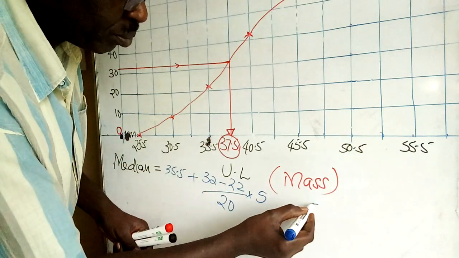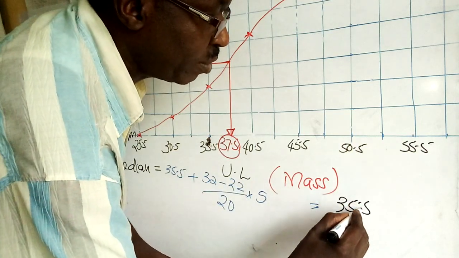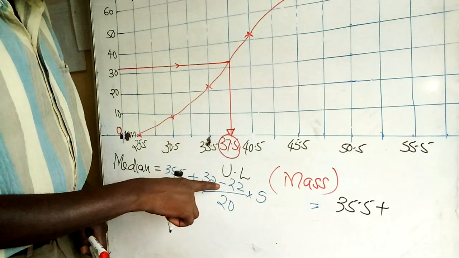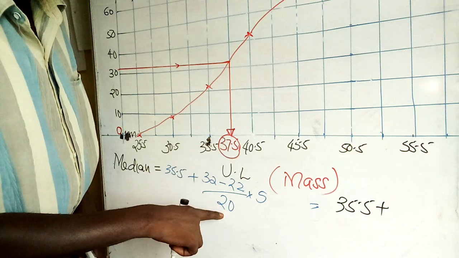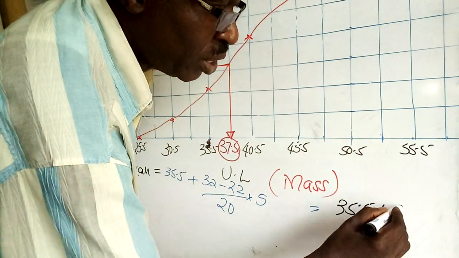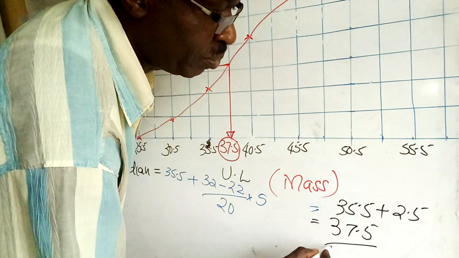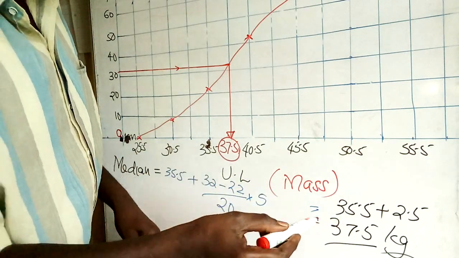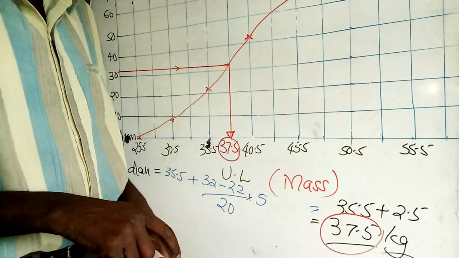So where are we? We are here. We have 35.5 plus, this is 10. 32 minus 22 is 10. 10 over 20 is a half. A half times 5 is 2.5. And what are we getting? 37.5. This would be wonderful. Look at this roughly. Look at that. This is great.